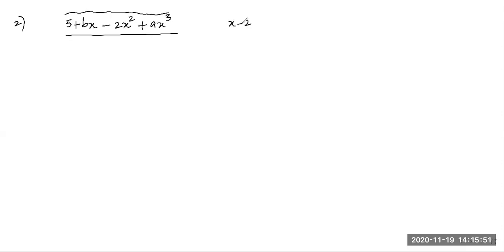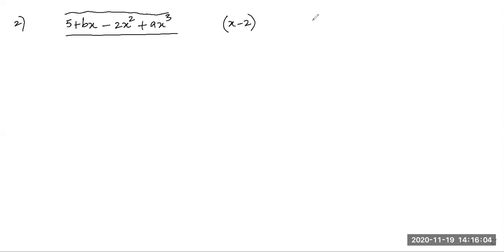Students, we have a second question. It says the remainder of a polynomial, 5 plus bx minus 2x square plus ax cube, when divided by x minus 2, is twice the remainder when it is divided by x plus 1.